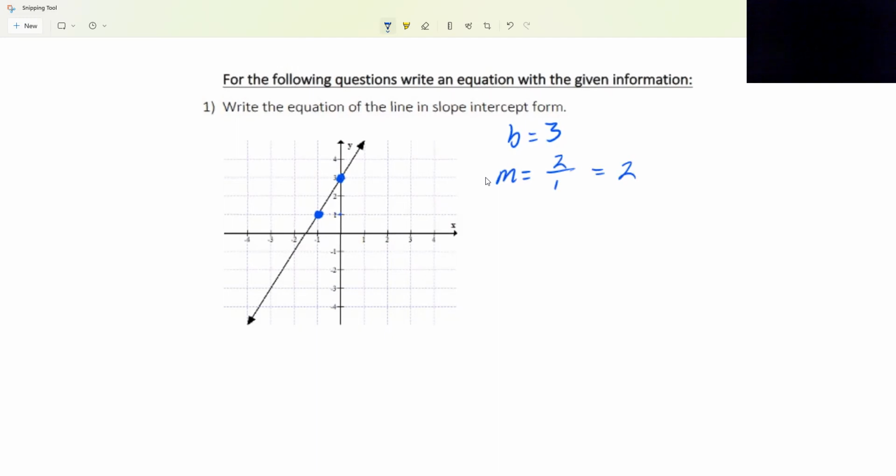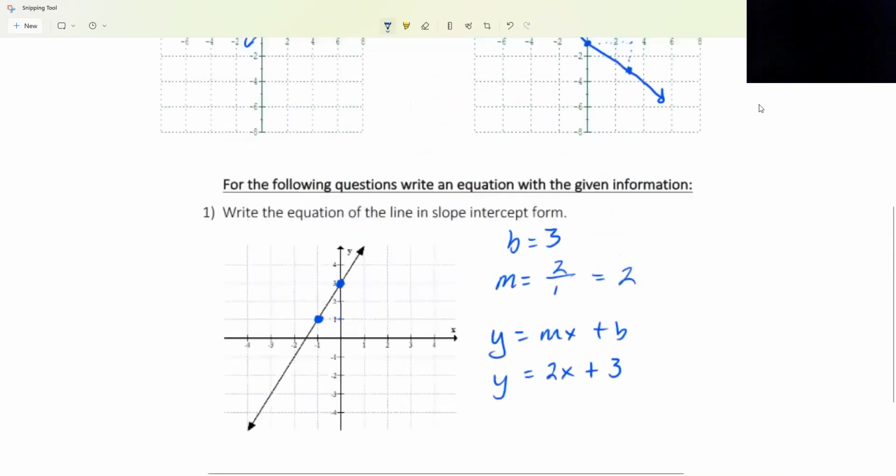So if I'm going to write the equation for this, y is equal to mx plus b. I'm just going to plug in what I got. So m is 2, y equals 2x plus 3. Okay, there's your line. You're done. So that's not so bad.